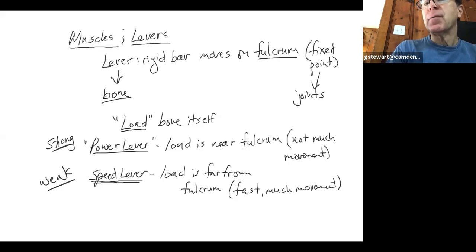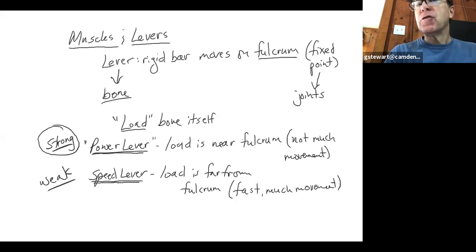Power levers tend to move less, but can move a much greater weight. Think of movements in the legs. If you stand on your toes, for example, there's not a whole lot of movement, not like throwing a baseball, but it tends to be very strong. That's called a power lever because it has mechanical advantage and the load is actually near the fulcrum. It's not far away from it.